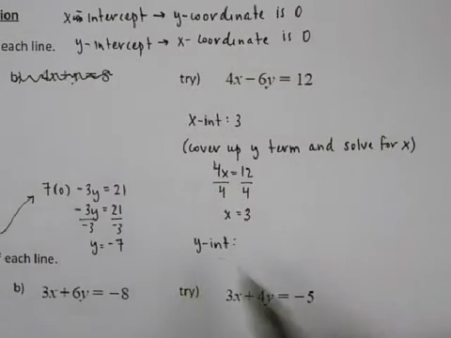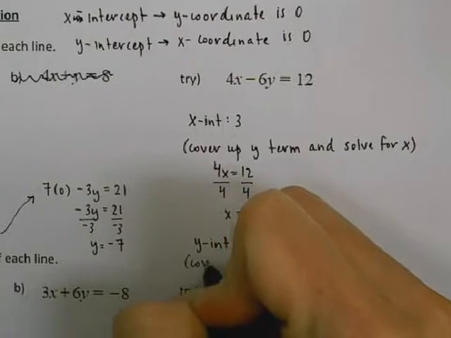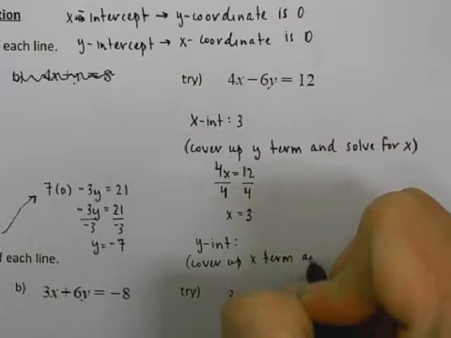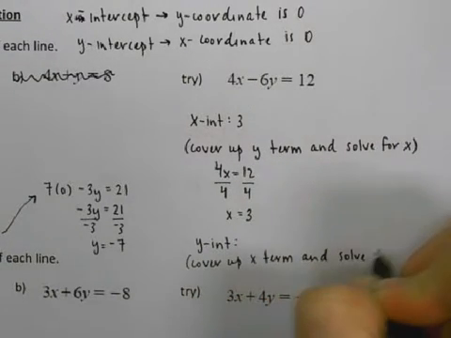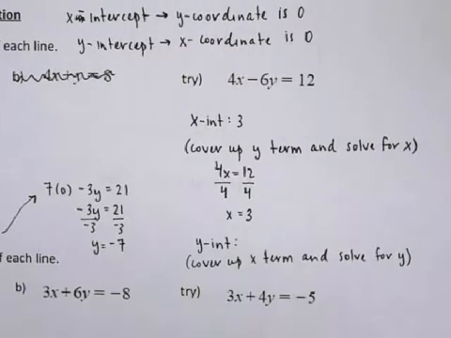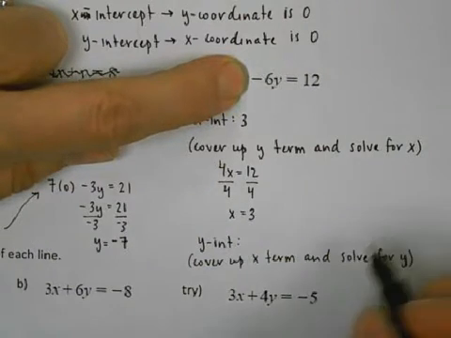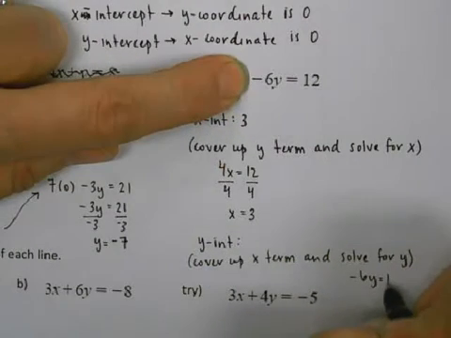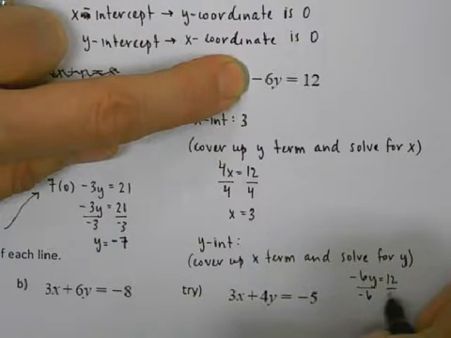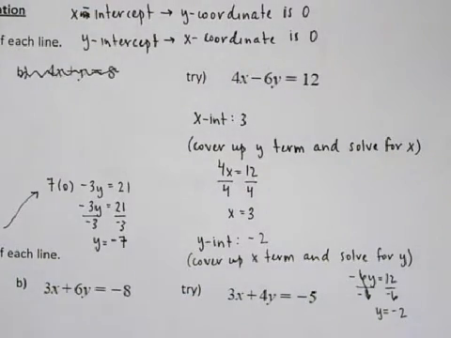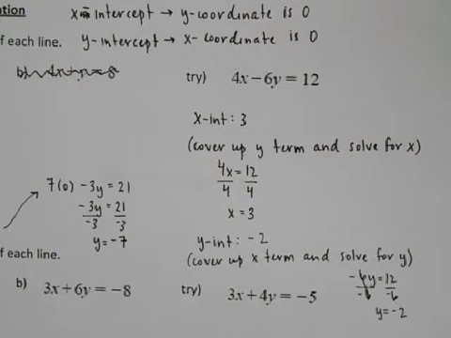Okay, now to find our y-intercept, we are going to cover up the x term and solve for y. So now I cover up my 4x, and what I have left, I'm careful to take my negative, is negative 6y is equal to 12. If I divide by -6 on both sides, I get y equals -2. So I get a y-intercept of -2. Okay, so that's how we find our x and y-intercept from the equation.